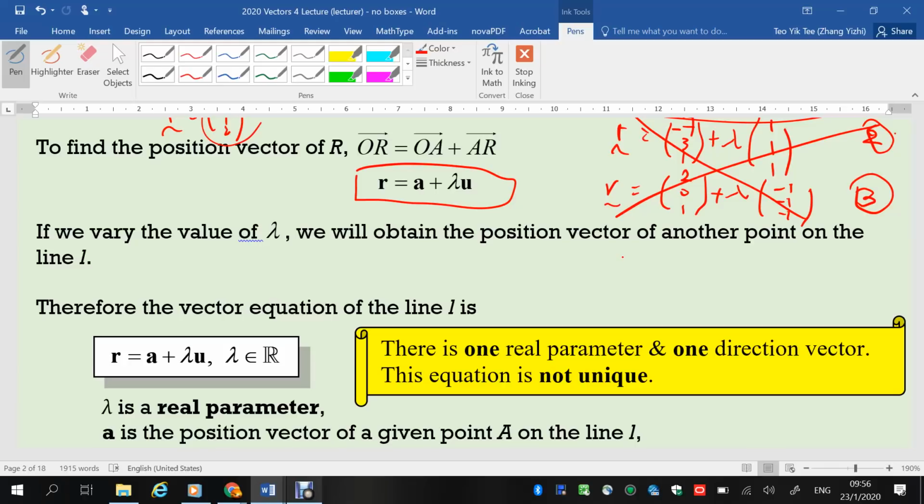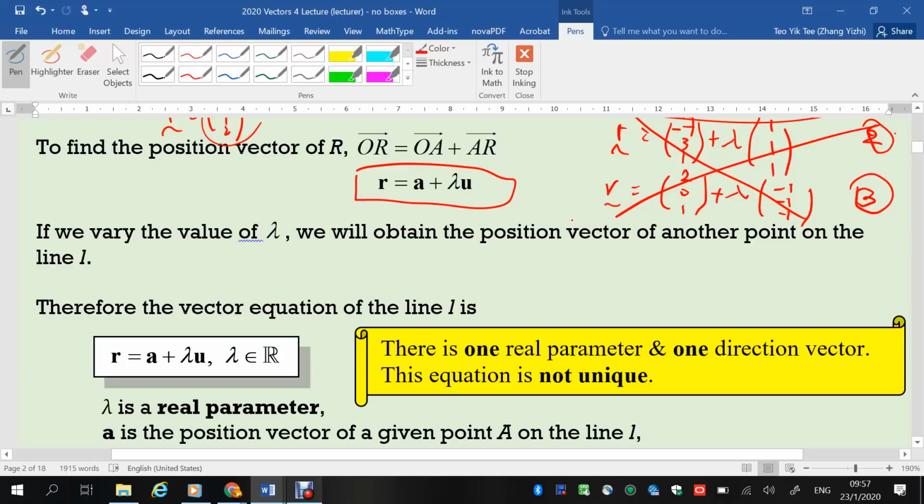So how many values can lambda take? Infinite number of values, right? With every specific value of lambda I throw in, I will be able to get a point on this same line. So lambda can take infinite values when it comes to an equation of a line. But when I'm talking about a specific point on this line, it will refer to a specific lambda value. Anyone not clear?